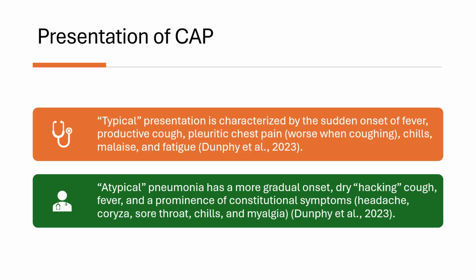The typical presentation is a patient with a sudden onset of fever, a productive cough, pleuritic chest pain, chills, malaise, and fatigue. The patients just don't feel well at all. The atypical presentation for atypical community-acquired pneumonia has a more gradual onset. There's a dry cough and more pronounced constitutional complaints such as headache, sore throat, chills, and myalgia.